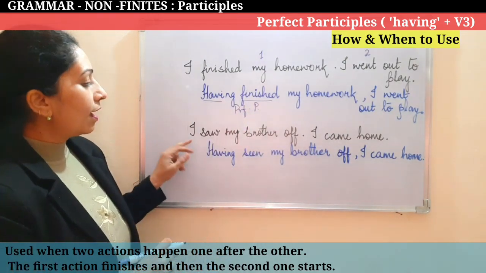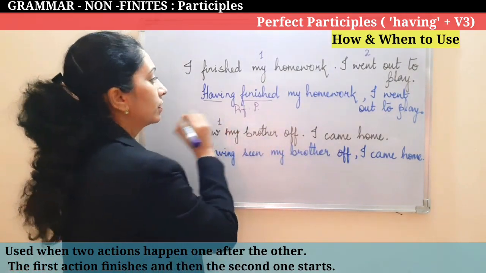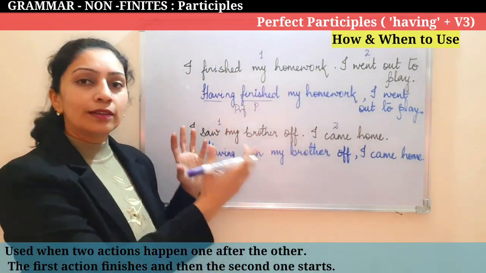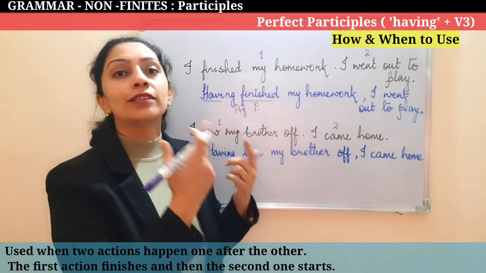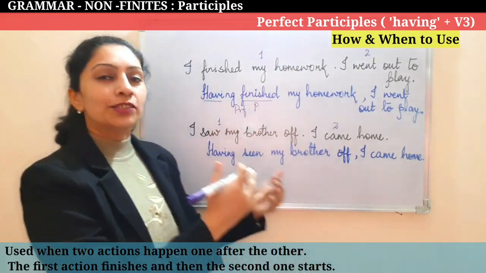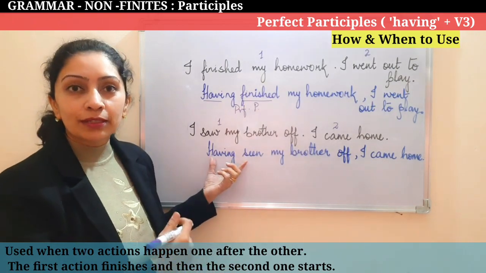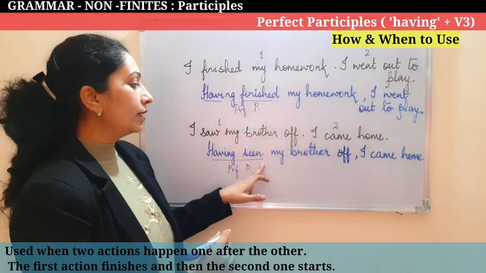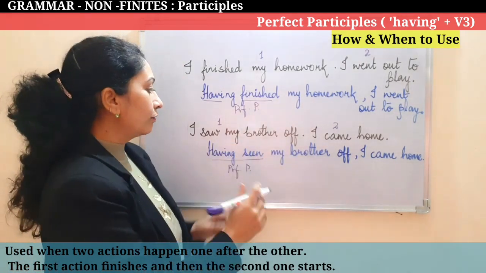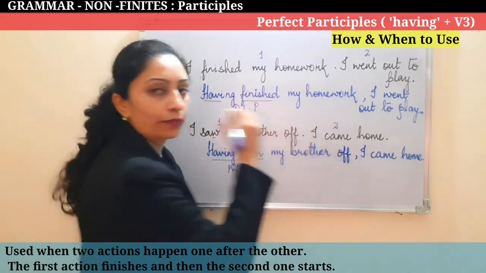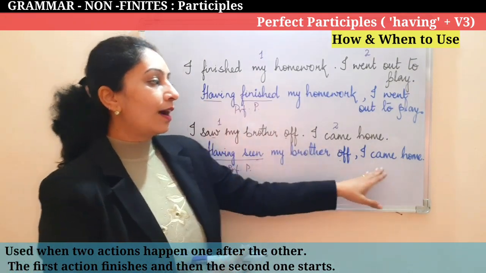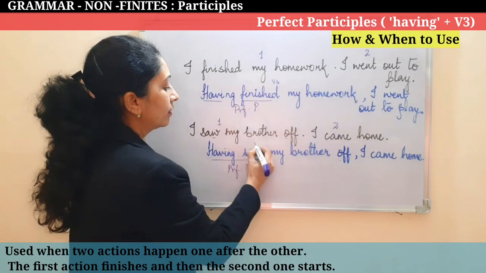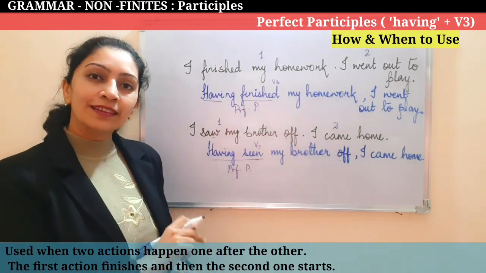Then look at the next one. I saw my brother off. This is the first action. I came home. This is the second action, right? So two actions happening, one after the other. One finished and then the second one started. So how do you combine this? Using perfect participle. Having seen. This is perfect participle. Having seen my brother off, I came home. Don't get confused: saw off, seen off. So now here you can see that these verbs are in the third form combined with having.